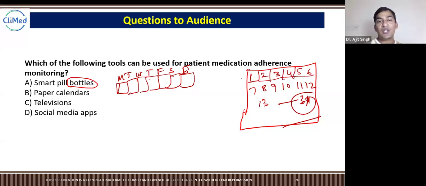Like, okay, first, today is the first. Patient has taken the medication. At the end of the day, patient will mark. First is done. Second is done. Third is done. Fourth is done. Five is done. Six is done. Like that, patient can mark.